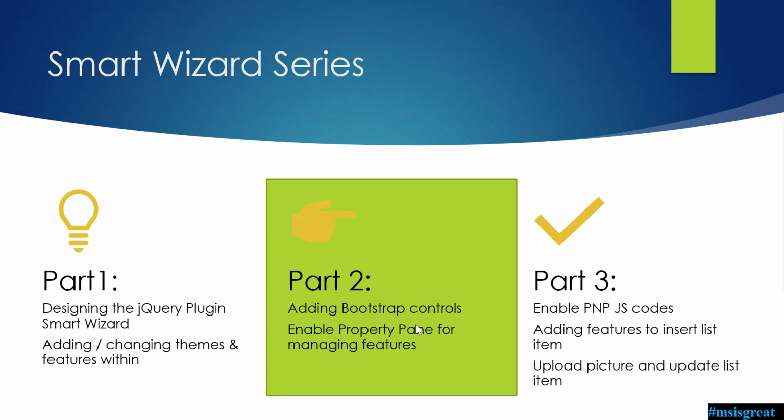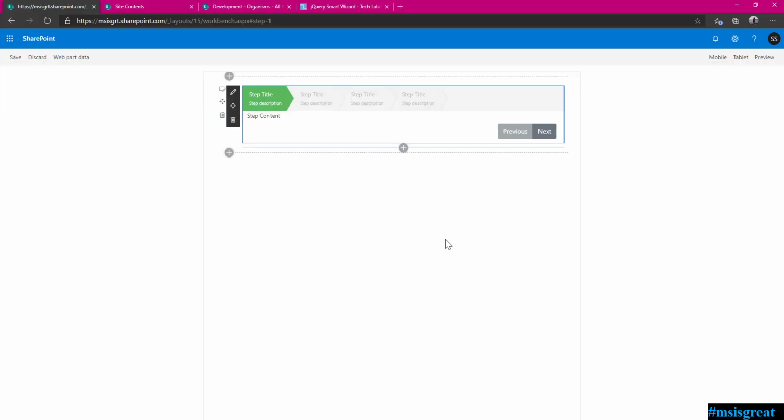So as you can see, part 2, I'm going to enable these two with my source code now. In the previous part 1, you might have seen we left off from here. So from part 2, I would add the controls to enable Bootstrap to be used within this Smart Wizard.